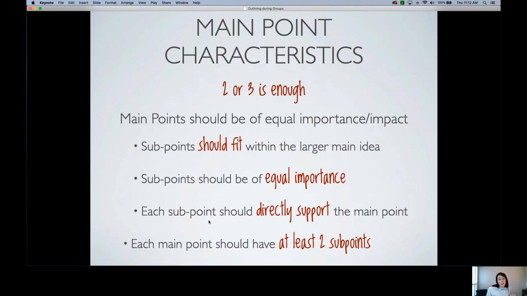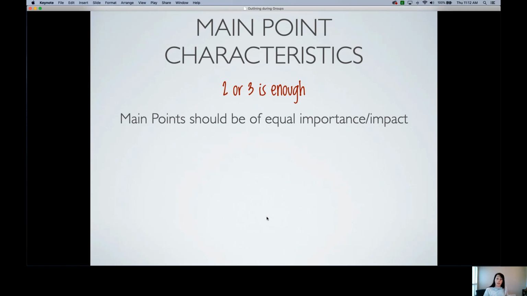So, and we'll get into the subpoints in just a little bit, but if you don't have enough information to support your main point with at least 2 subpoints, then you don't really have a main point. What you probably need to do is fold that into another part of the speech or get yourself some more information so that you have a fully developed main point.